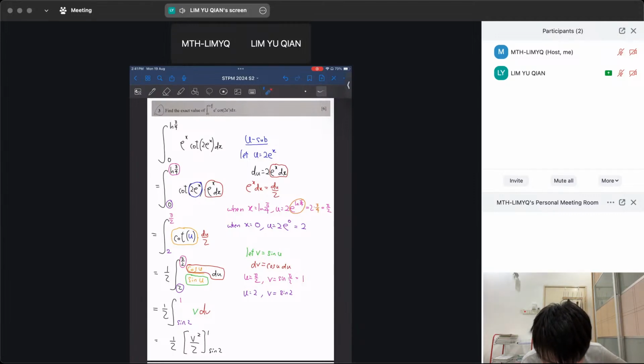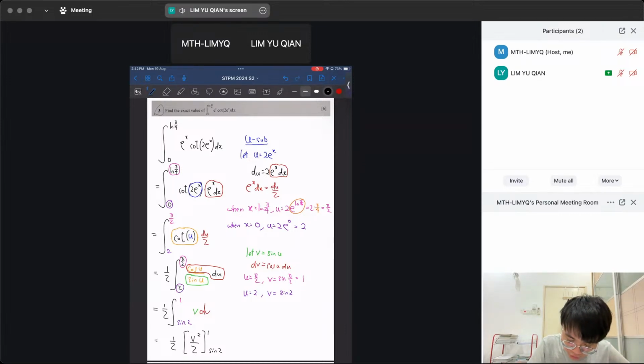u equal to 2 e to the x, du equal to 2 e to the x dx, so e to the x dx equal to du over 2. x equal to ln pi over 4, u equal to 2 e to the ln pi over 4, which is pi over 2. And then 0, substitute: 2 times e to the 0 is 2. Cot u.